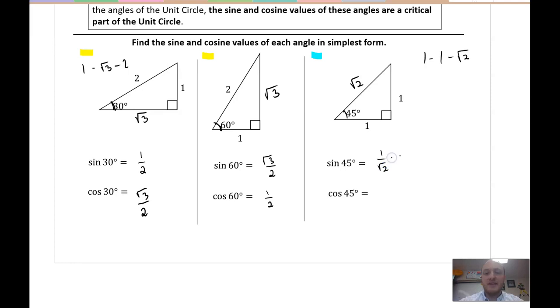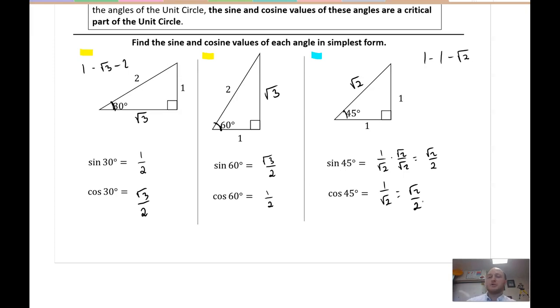Well, we know that we can't have a radical in the denominator, so we rationalize, so we get √2 over 2, and that is sine of 45 degrees. And I can play the same game, right? I get 1 over √2, which if I rationalize gives us √2 over 2. Okay, so those are sine and cosine of those angles.